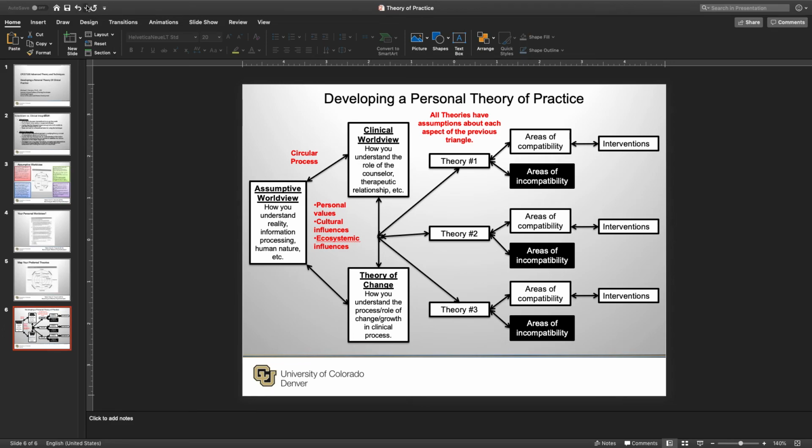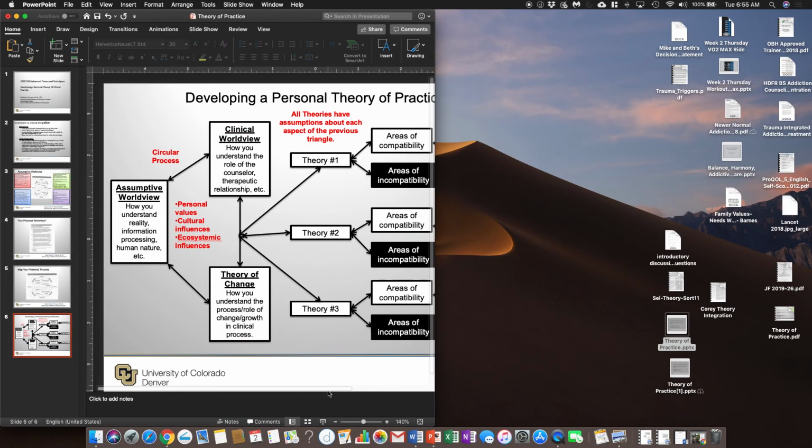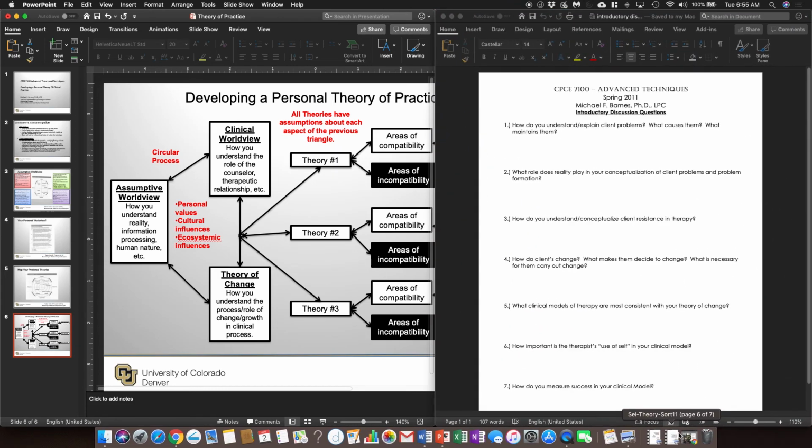And so when I was at Florida State, I had a professor by the name of Tom Smith. He was in the School of Social Work, and he challenged us with a series of questions that began the process of looking at those three areas of assumptive worldview. And so these questions were his. I've evolved them over the course of time, and I used these at the beginning of my advanced technique class, and we can go through them pretty quickly.